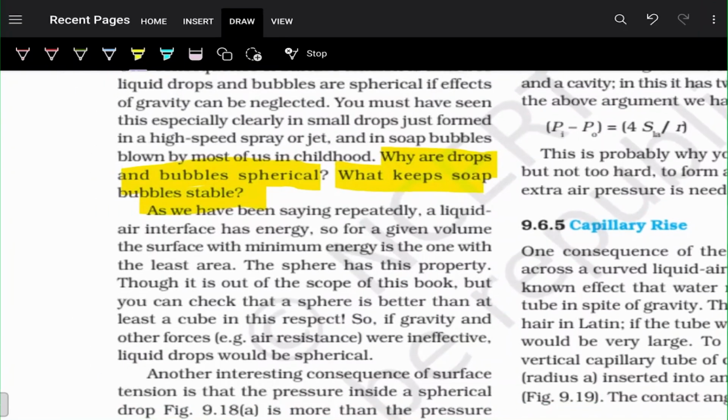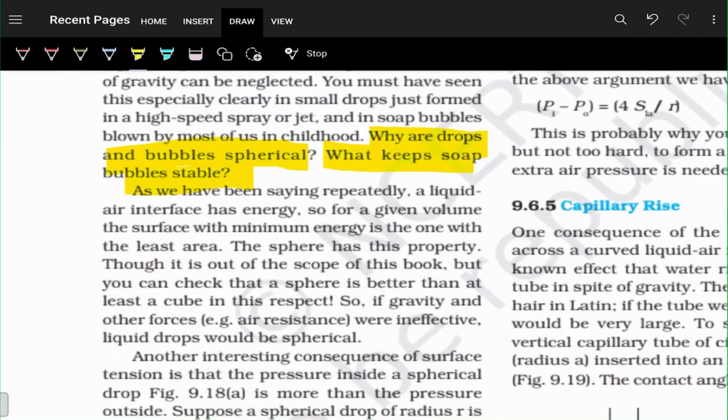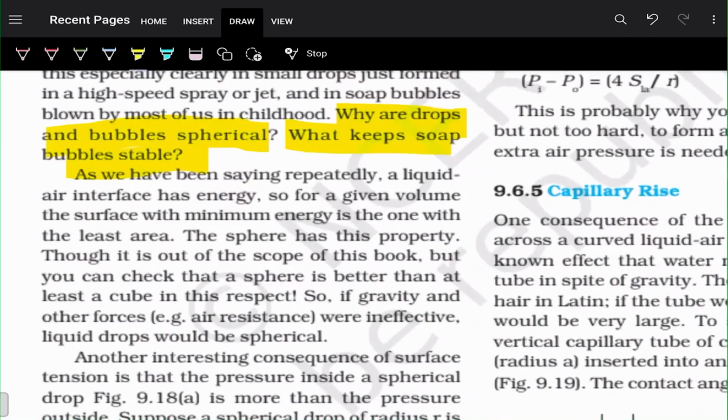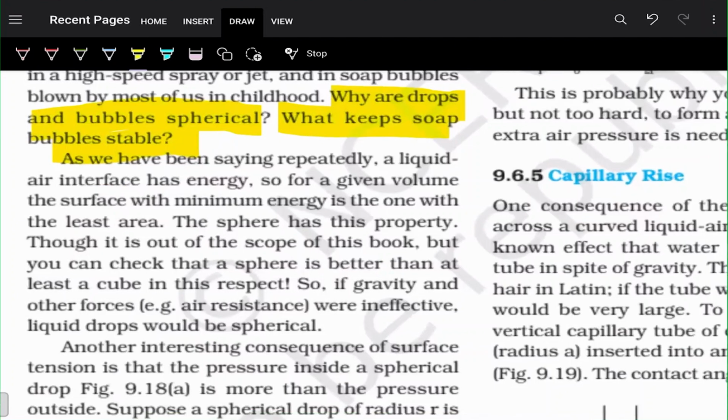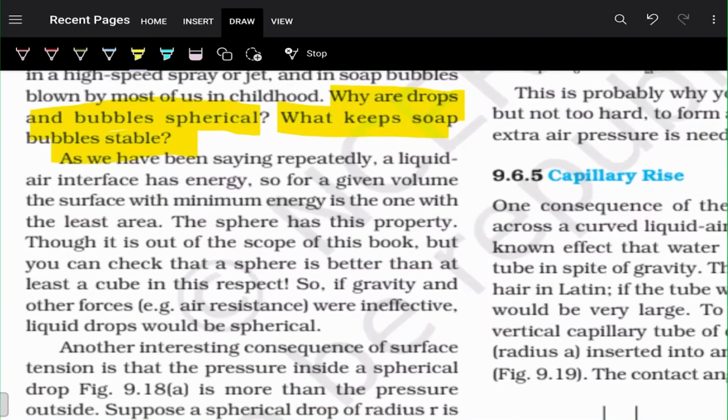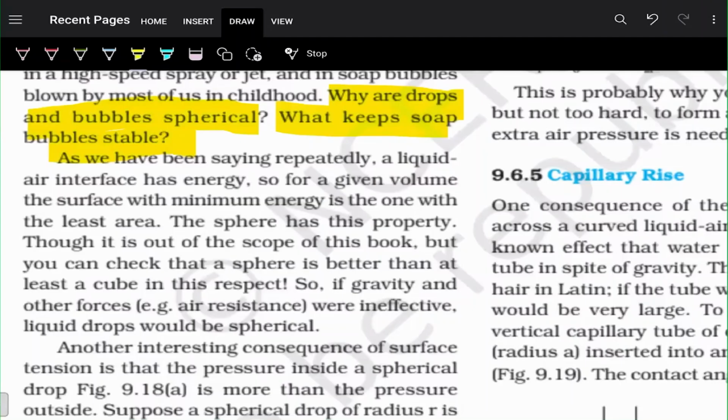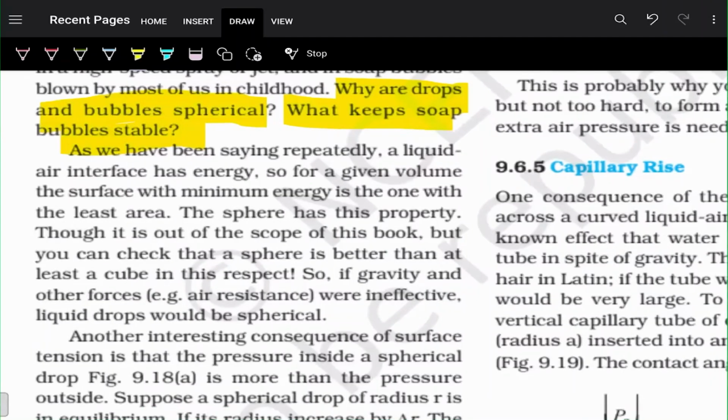As we have been saying repeatedly, a liquid-air interface has energy. So for a given volume, the surface with minimum energy is the one with the least area. അതായത് മിനിമം എനർജി എന്ന് പറയുമ്പോൾ ലീസ്റ്റ് ഏരിയ. The sphere has this property.